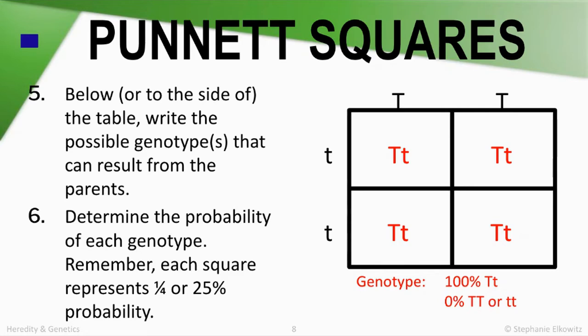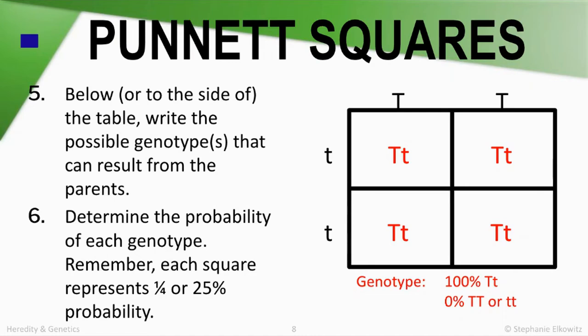All right, you're going to determine the probability of each genotype. Remember, each one is 25%. So how many do I have? I have 1, 2, 3, 4, or 25, 50, 75, 100%. So 100%, or 4 out of 4, of my genotype possibilities are going to be that capital T, little t.